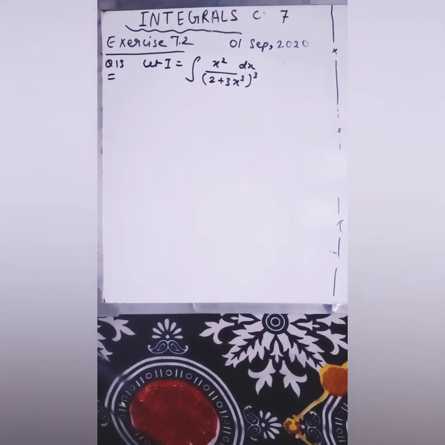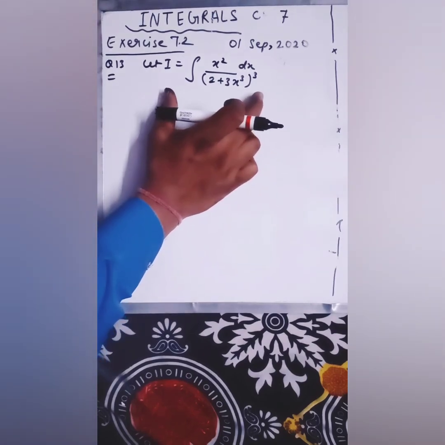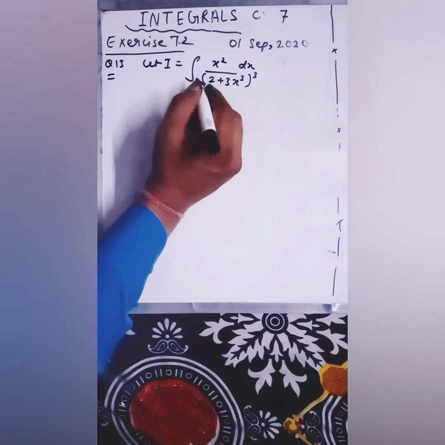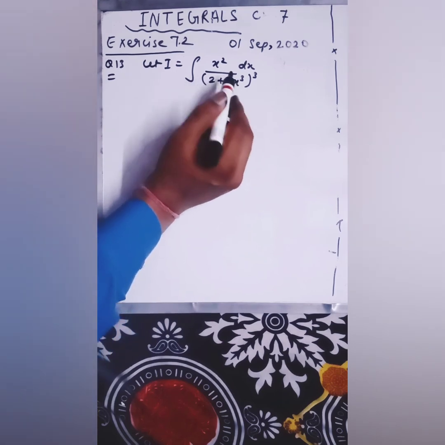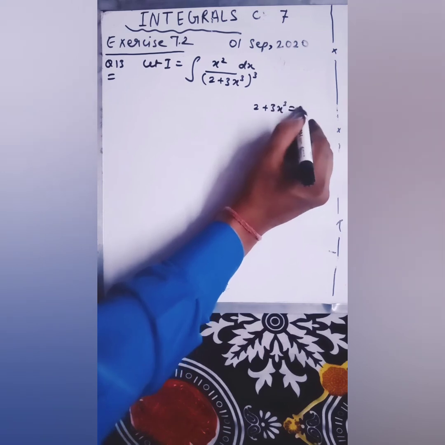Now see, this is your question number 13. In this question, what you have to do, we are assuming that this denominator part, 2 plus 3x cube, is equal to t.